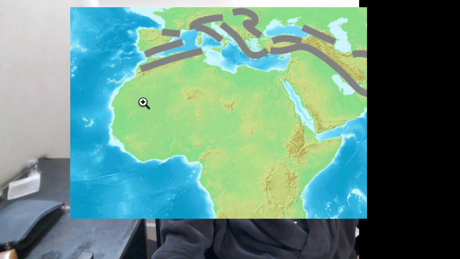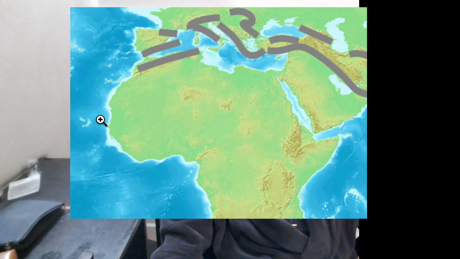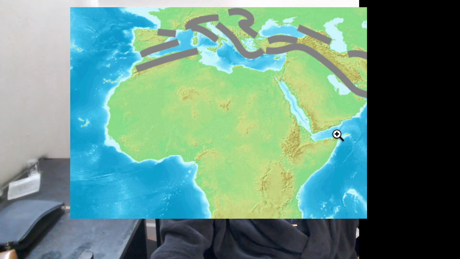This entire region from the Pacific Ocean right here, the Atlantic Ocean right here, all the way to the Gulf of Aden, which is an arm of the Arabian Sea, which is an arm of the Indian Ocean, from the furthest western part of Africa, all the way across the widest part of Africa to the tip of Somalia.